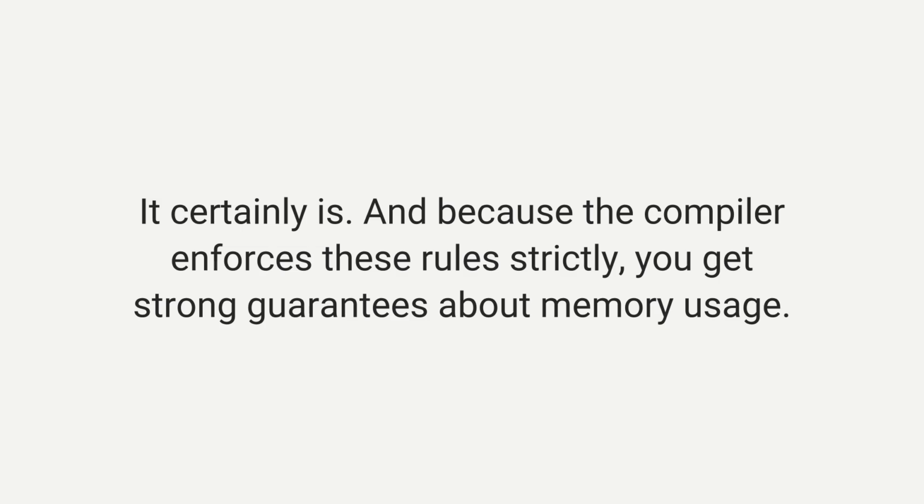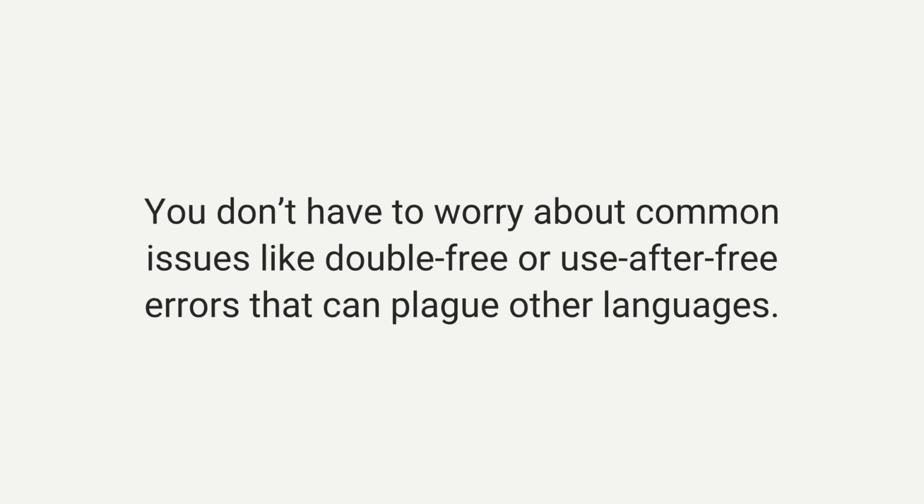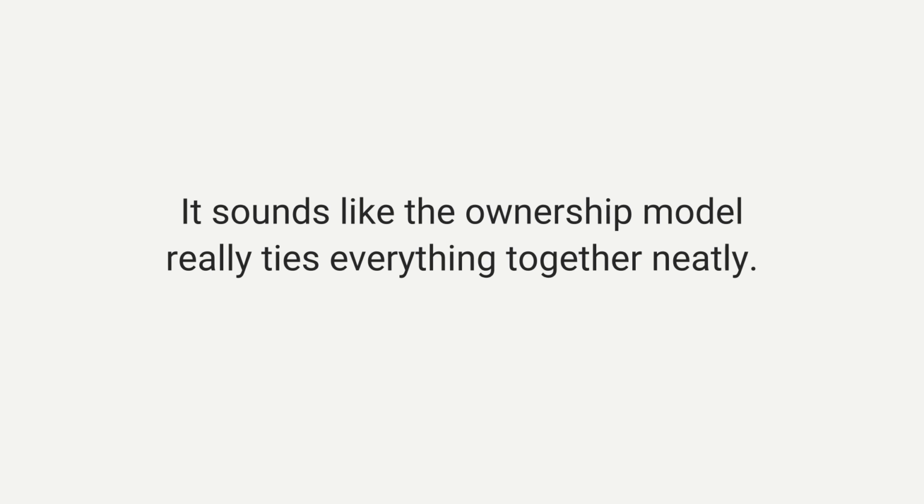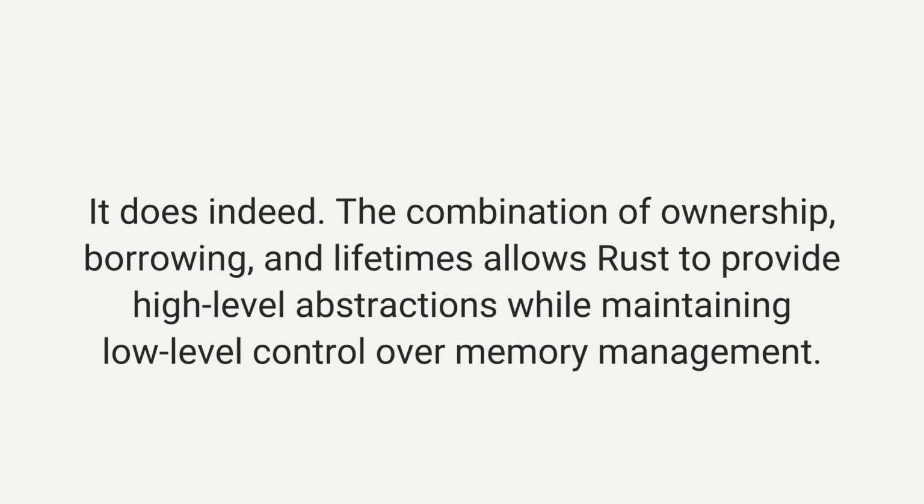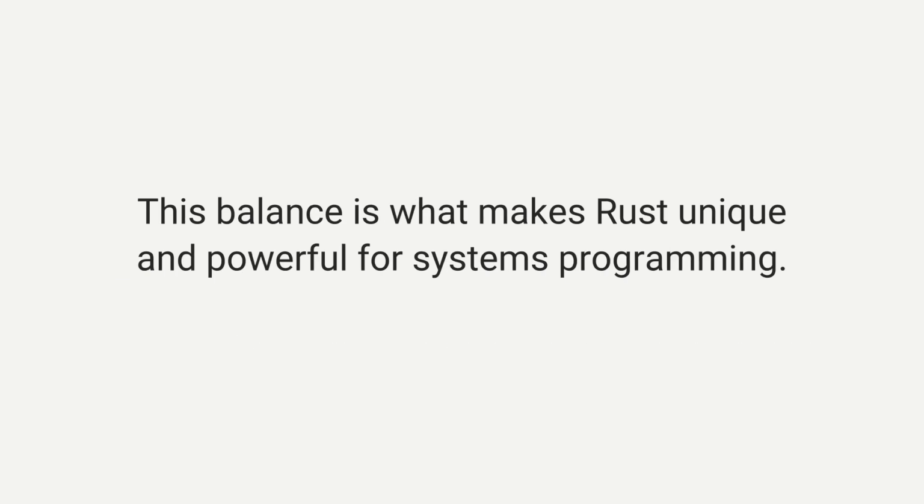It certainly is. And because the compiler enforces these rules strictly, you get strong guarantees about memory usage. You don't have to worry about common issues like double free or use after free errors that can plague other languages. It sounds like the ownership model really ties everything together neatly. It does indeed. The combination of ownership, borrowing, and lifetimes allows Rust to provide high-level abstractions while maintaining low-level control over memory management. This balance is what makes Rust unique and powerful for systems programming.